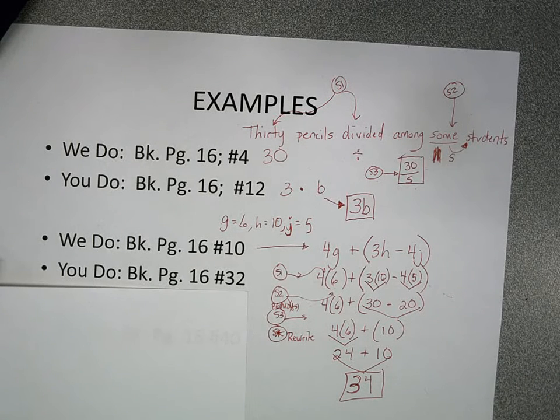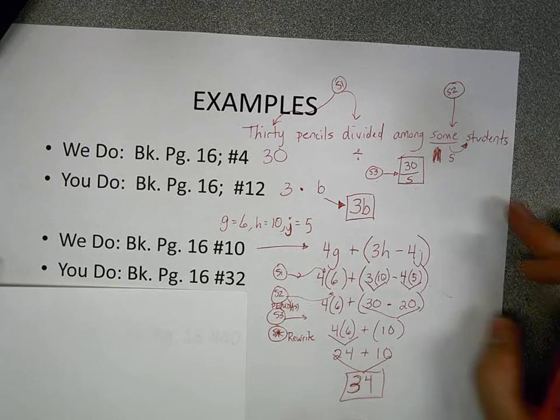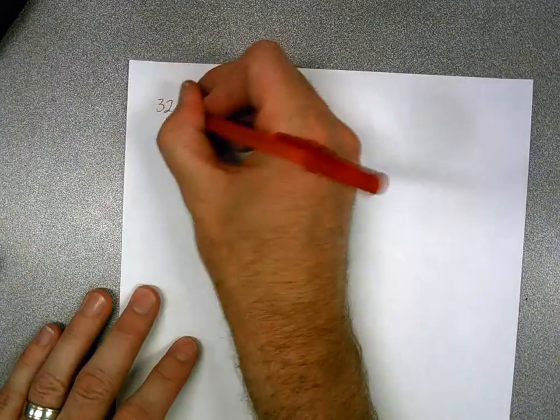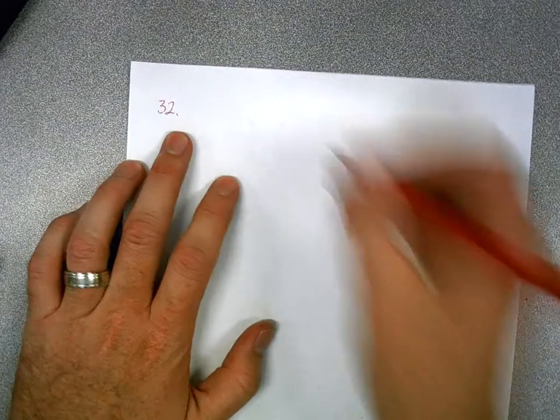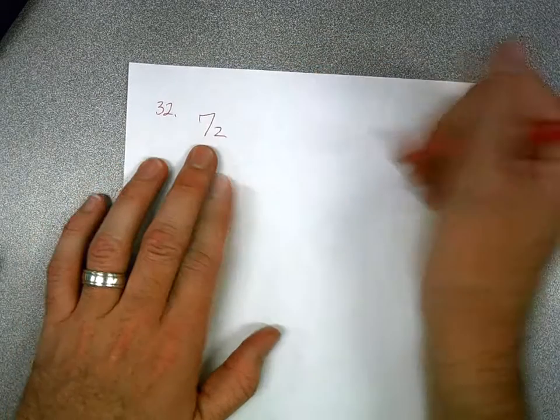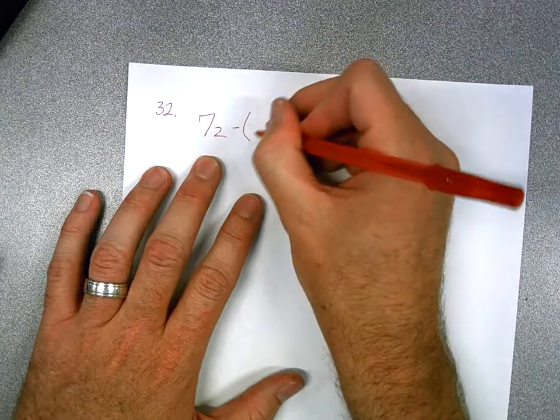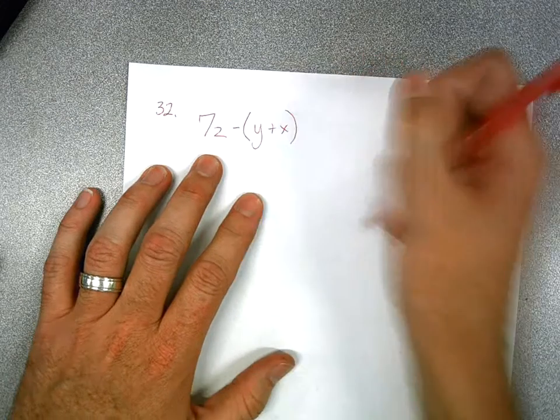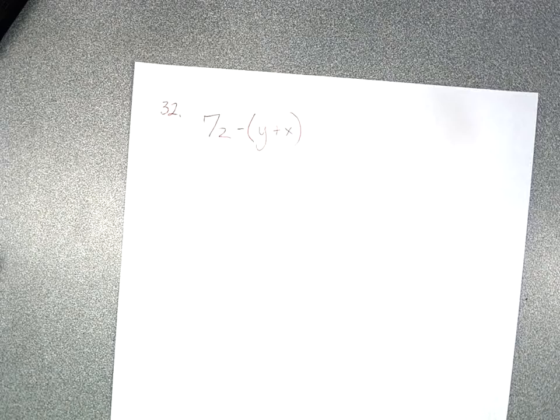Okay, so go ahead and let's check our work. I'm actually running out of room here, so I'm going to turn it over. All right, and complete 32 on the back. So here we go. Problem 32. What it did was it showed that it was 7z minus y plus x. So the sum of y and x subtracted from the product of 7 and z.